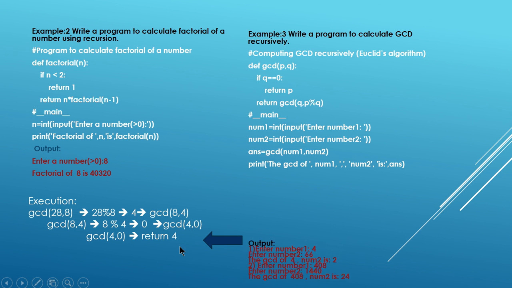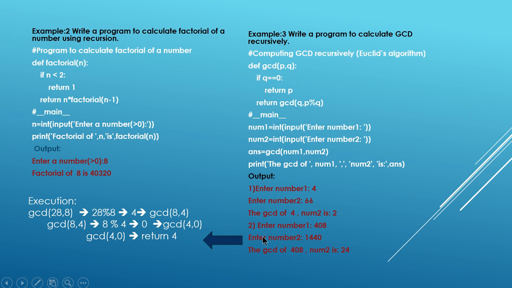I have executed it with a few examples. Take the numbers 4 and 66. The GCD is 4. And then the next example is 2.